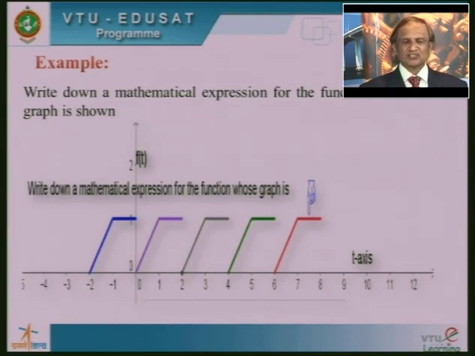Is it clear? Right. So, observe the graph. All the color graphs look similar. When we observe the violet color graph, it is passing through the origin.